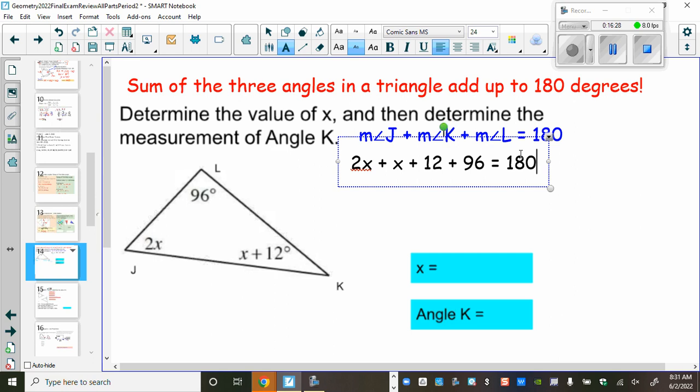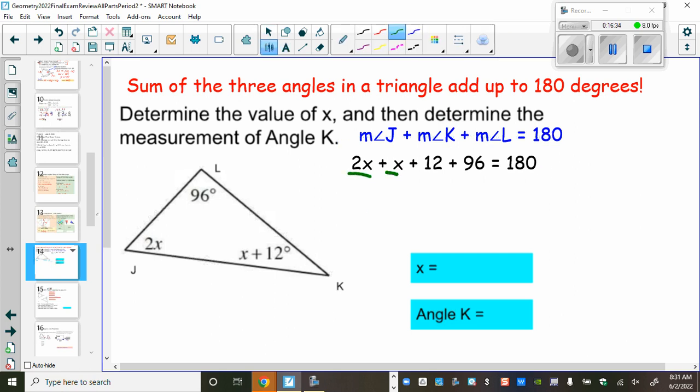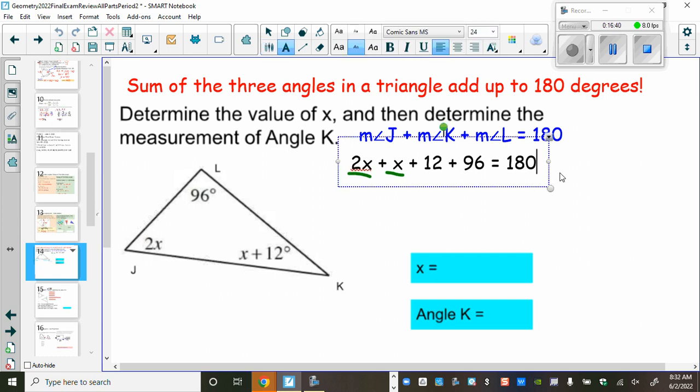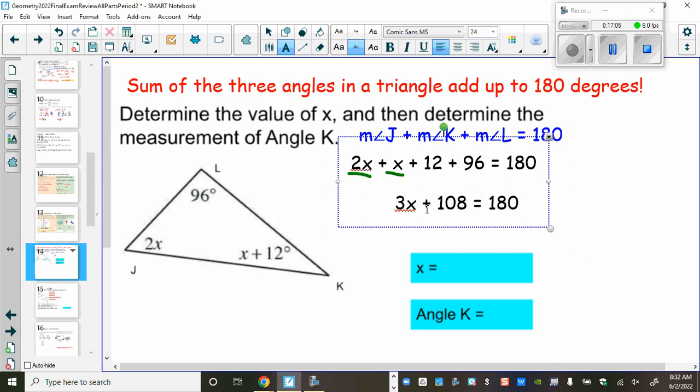So look at our x's. Are they on the opposite or same side? So that means just add them up. So 2x plus the other x gives us how many x's? 3x. Again, some of us were minusing x on the same side. You couldn't do that. Then you add the 12 and the 96. It's 108. You add them up. And then the grand total, the sum of the two, has to equal 180. Now, are we at a point where we can solve for the x?